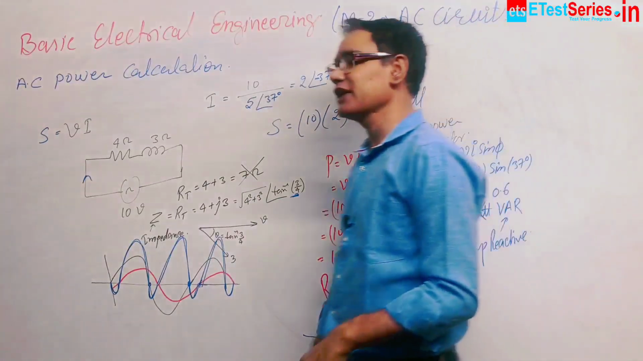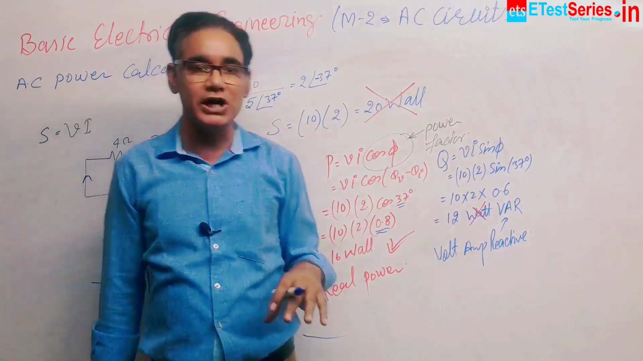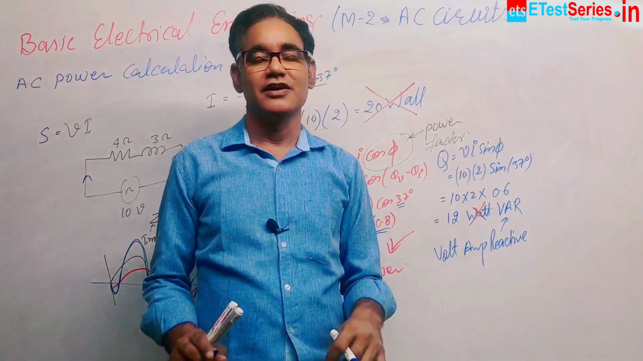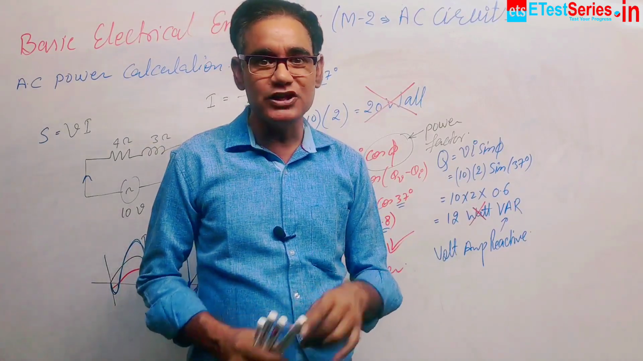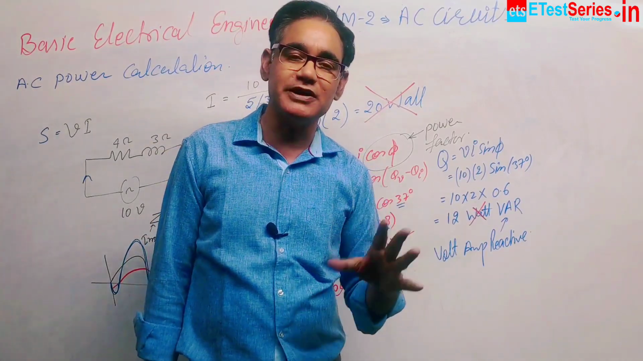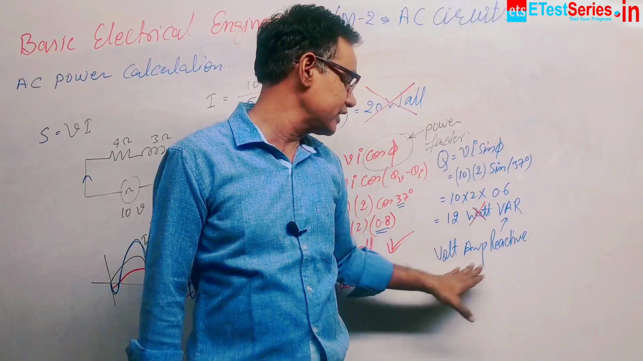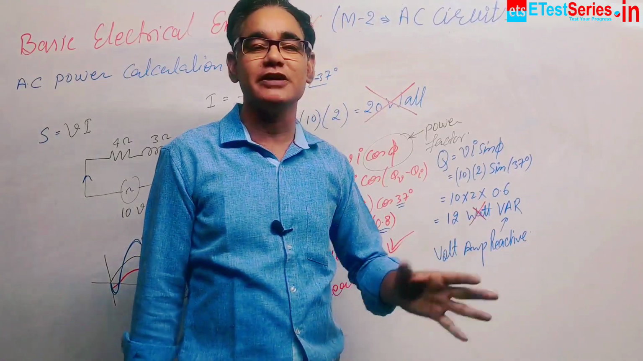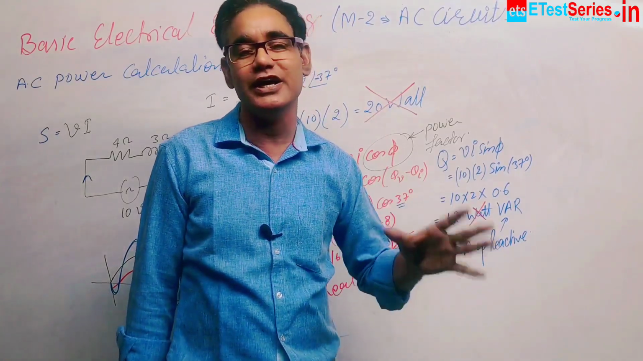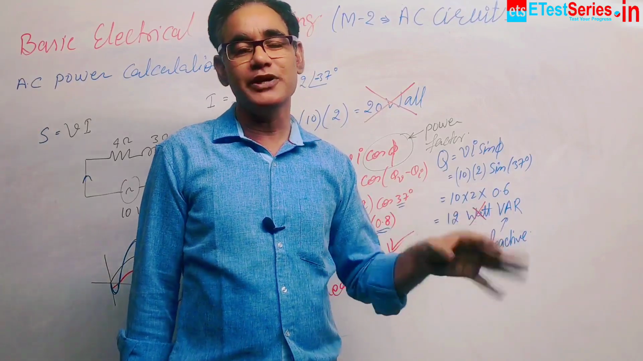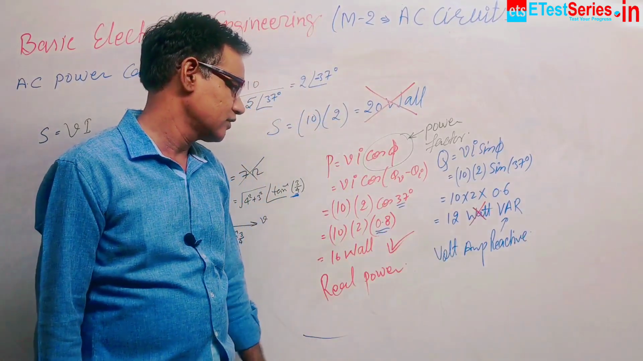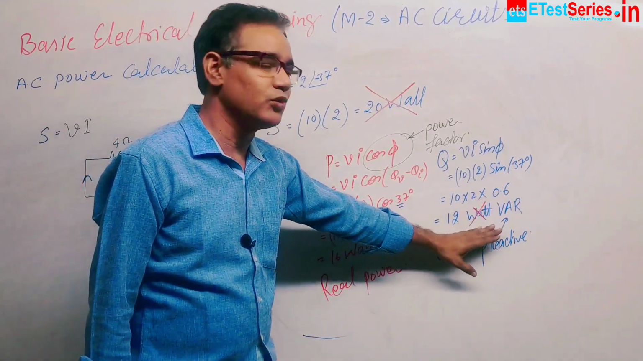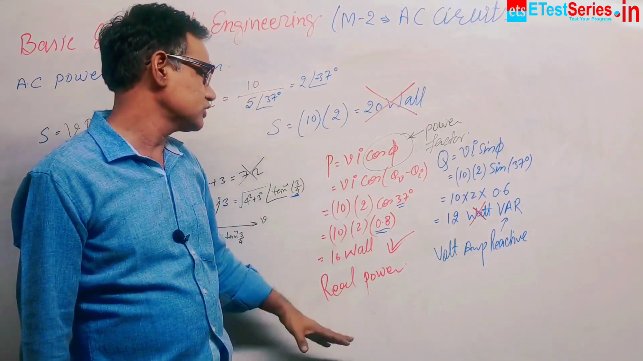Here in an AC circuit there are two types of power. One is real power, that is P, and the unit of real power is watt. The second type is Q, the reactive power. The unit of reactive power is VAR, volt ampere reactive, not watt. So it is not so simple.